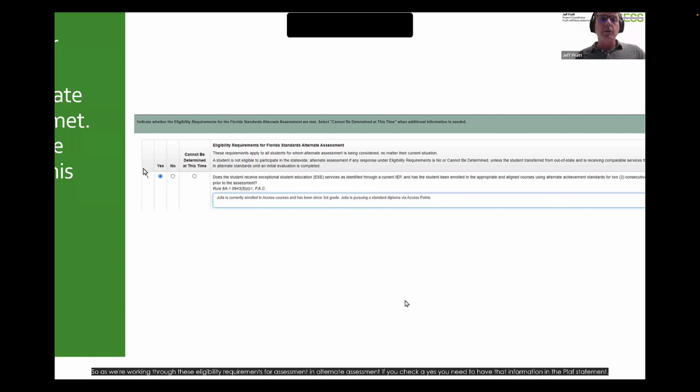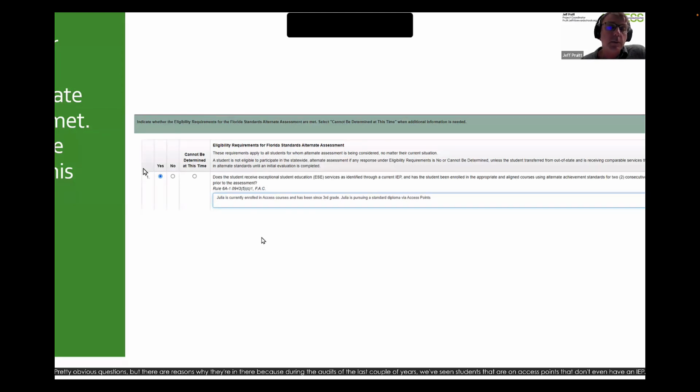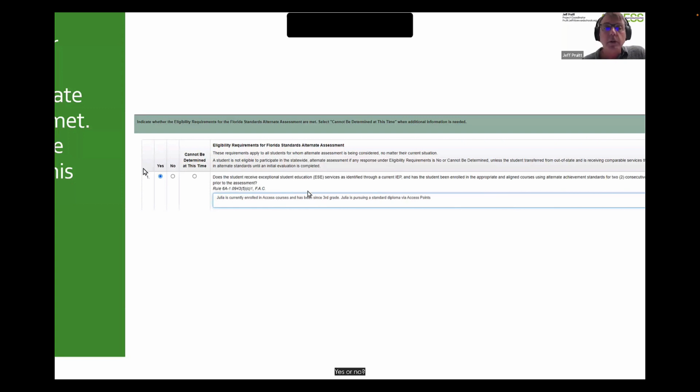So as we're working through these eligibility requirements for assessment and alternate assessment, if you check a yes, you need to have that information in the PLAF statement. So eligibility for, and some of these are pretty obvious questions, but there are reasons why they're in there, because during the audits of the last couple of years, we've seen students that are on access points that don't even have an IEP. Hence question number 1, does the student receive exceptional student education services? I.e., does the student have an IEP? Yes or no?